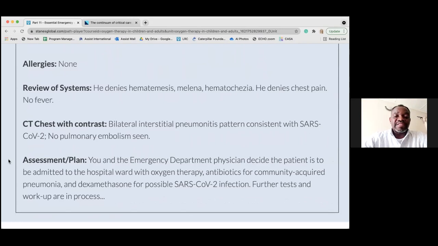On your assessment and plan, as the physician, you decide the patient is to be admitted to the hospital ward with oxygen therapy. You start him on antibiotics for community-acquired pneumonia, and you add some dexamethasone for possible SARS-CoV-2 infection. Further tests and workup are in process.